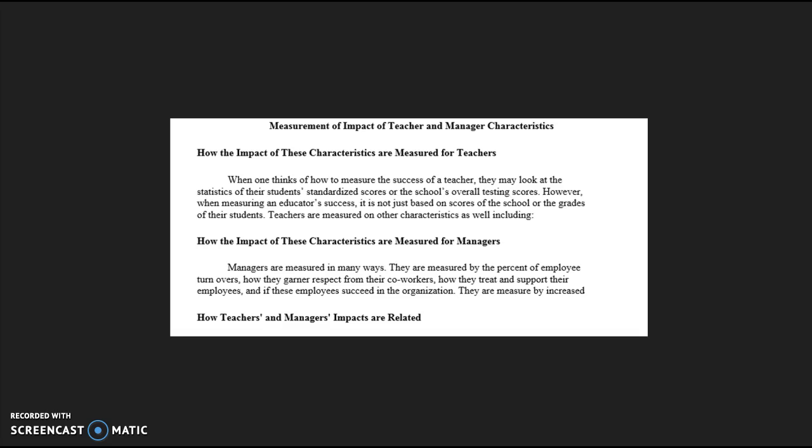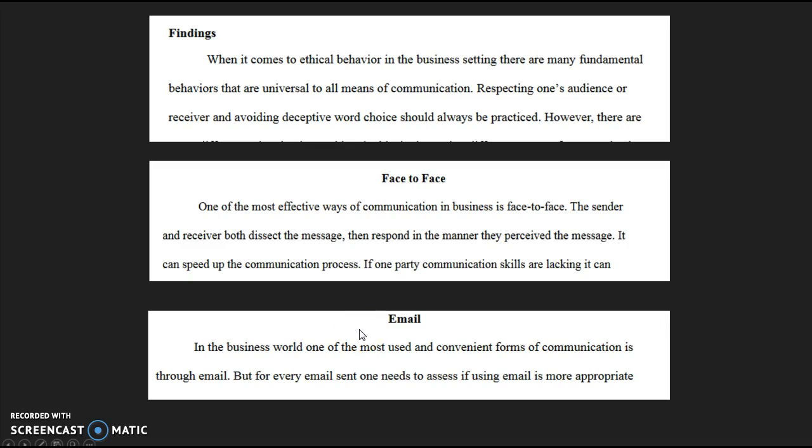Now, let's take a look at the concept of using headings throughout the main writing of the paper. There's the title, Measurement of Impact. The first area, the second area, the third area. And here's another example. In the findings, they describe the findings. There are 3 areas found here, or 4 areas, or whatever it is.